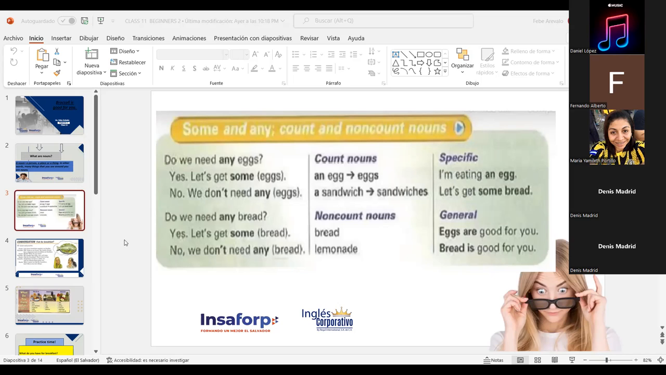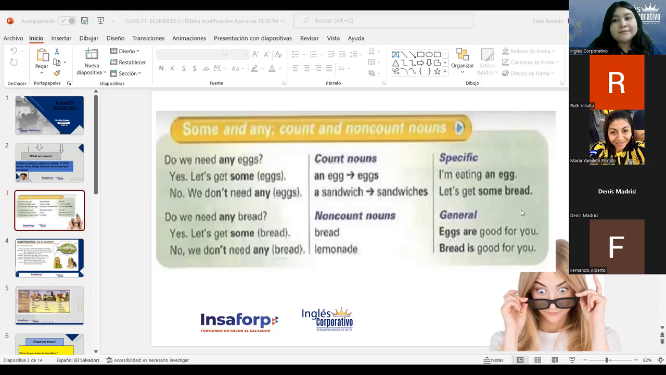Action. Okay. Do we need any eggs? Yes, let's get some eggs. No, we don't need any eggs. Do we need any bread? Bread? No, bread, está correcto. Bread. Yes, let's get some bread. No, we don't need any bread.